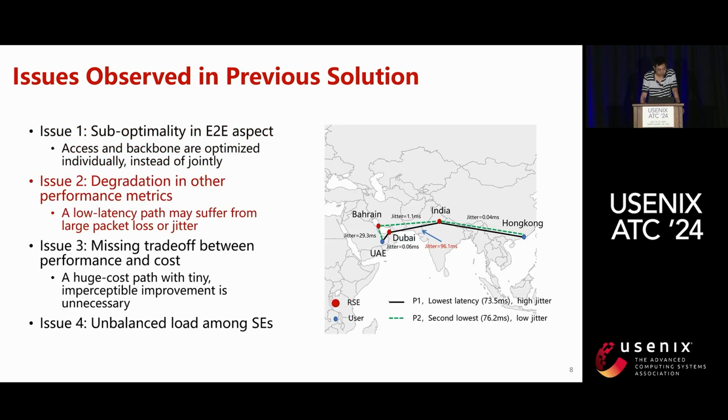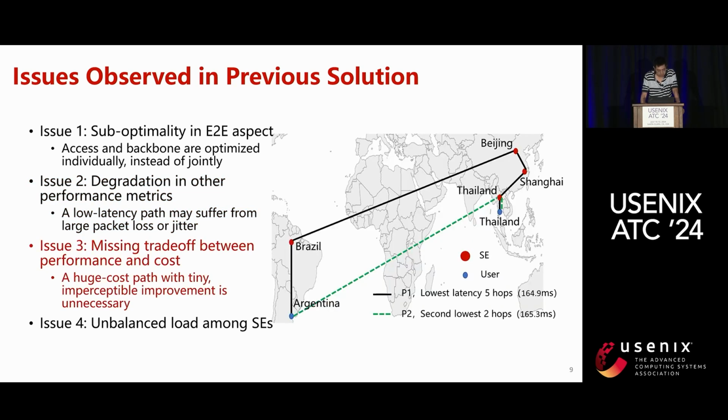And second, it will lead to degradation in other performance metrics, because a low latency path may suffer from large packet loss or jitter. Here's an example from the UAE user to Hong Kong. The lowest latency path may have very high jitter in the link from Dubai to India, but we can choose the second lowest latency path with very low jitter.